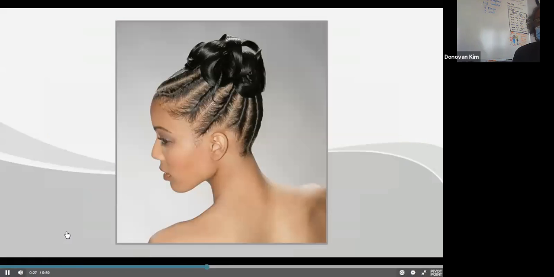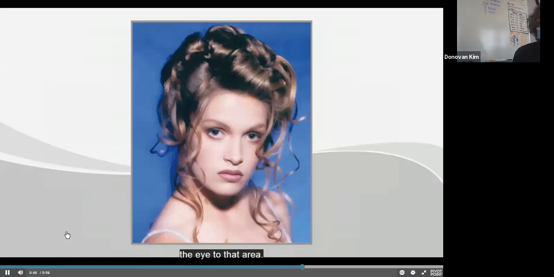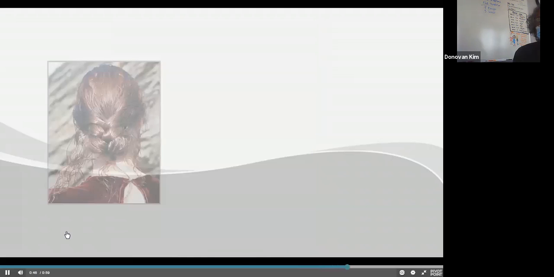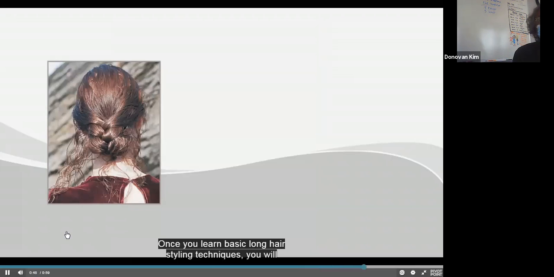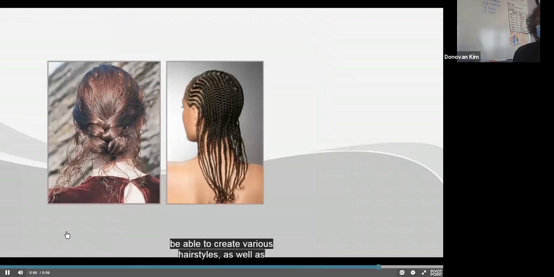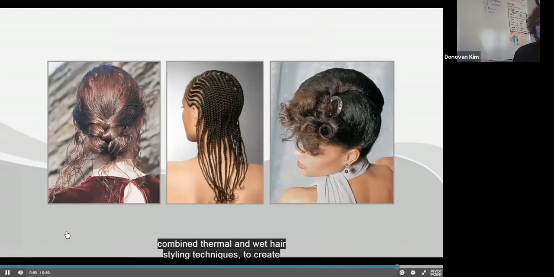It's placement of volume within the style that creates overall form. If volume is positioned in a specific area, such as the crown or nape, it automatically draws the eye to that area. The opposite is true if volume is positioned equally throughout the style. Once you learn basic long hair styling techniques, you will be able to create various hairstyles as well as combine thermal and wet hair styling techniques to create an endless number of designs.